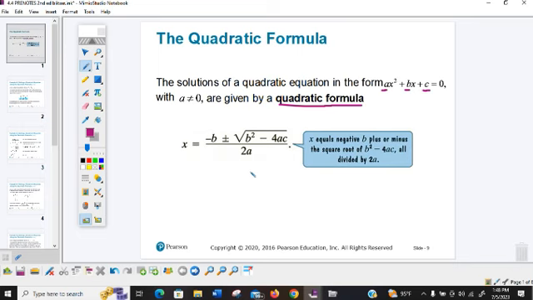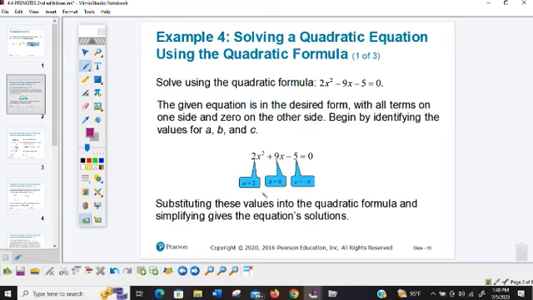Then you're going to plug them into this equation that you should memorize because this one is used often in mathematics. We're going to have negative b plus or minus square root of b squared minus 4ac over 2a. That's the equation we're going to use.